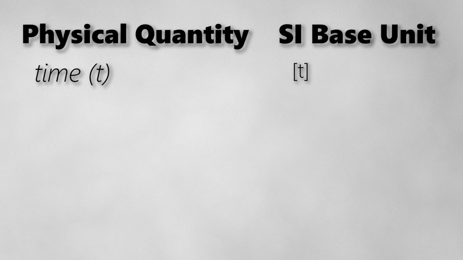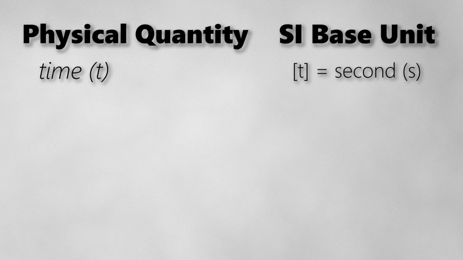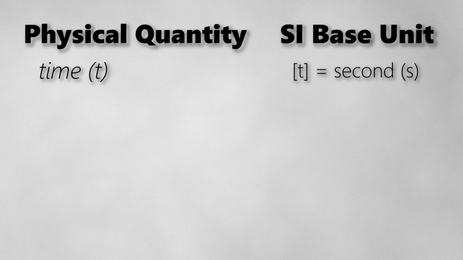The SI consists of 7 fundamental quantities, and each quantity is associated with a fundamental base unit. The 7 fundamental base quantities and units are: 1. Time, symbolized with an italic t. The associated base unit is the second, abbreviated by an s. Note, the square brackets around any physical quantity denote the unit associated with that quantity. This is a common convention and will be used throughout this video.